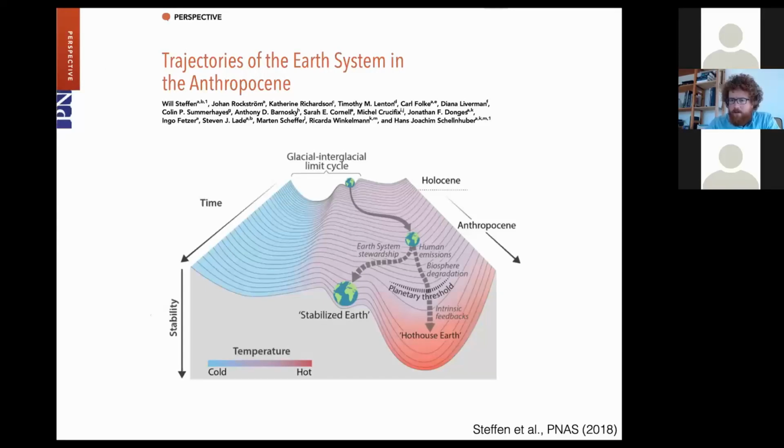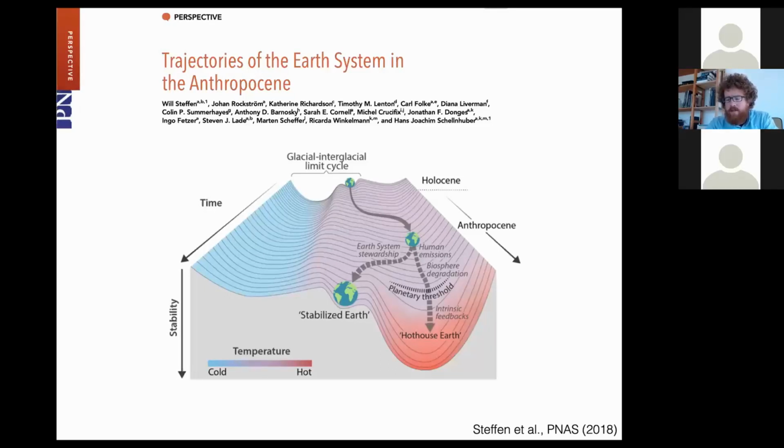In this trajectories paper by Will Steffen that we contributed to, there's a controversial figure that basically hypothesizes how this stability landscape of the Earth system, if you think about it that way, could look like, and it asks for the possibility of whether there maybe is something like a planetary threshold that separates different possible futures of the Earth system. For example, a more interglacial type state that the Earth system could remain in, or something which is more a runaway climate change type of world.